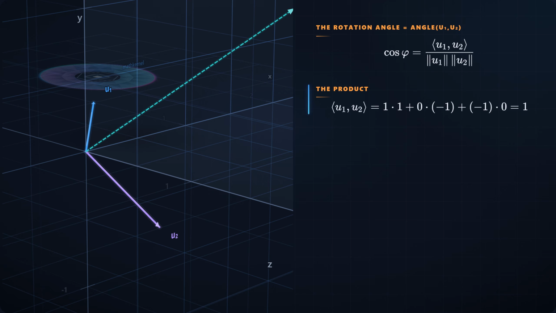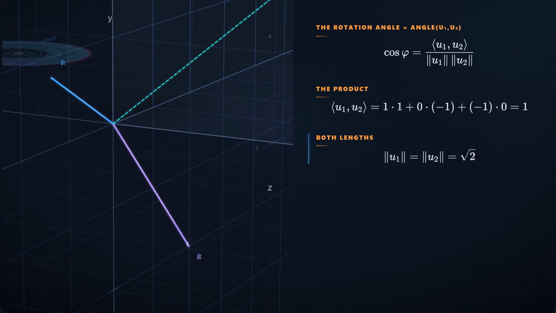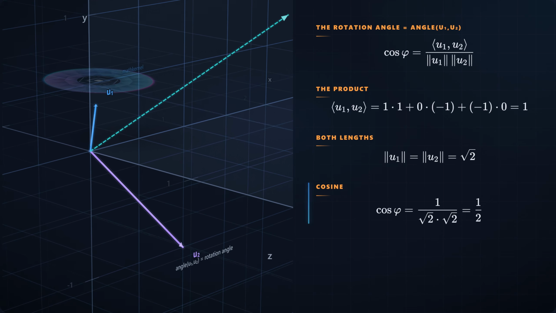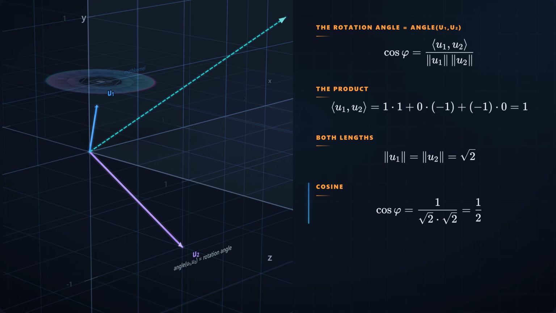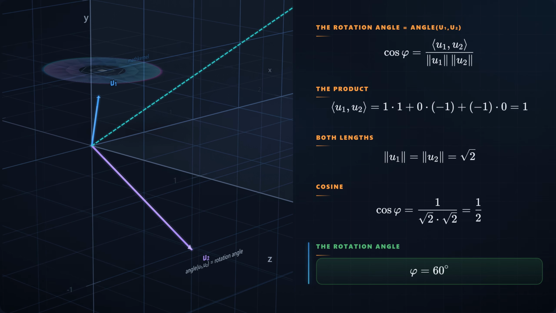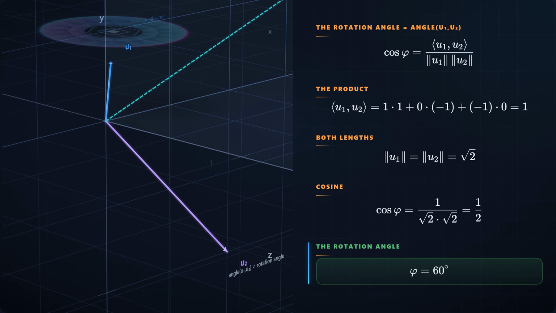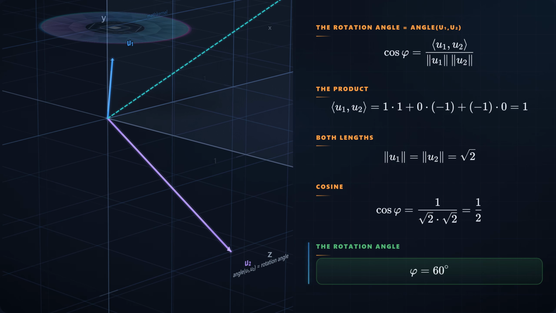Compute the scalar product of u1 and u2: 1 times 1 plus 0 plus 0, 1. Each in-plane vector has length root 2. So the cosine is 1 over root 2 times root 2, which is 1/2. Cosine 1/2 is 60 degrees. That's the rotation angle. Recognize this pattern. Nearly every angle the exam asks for is really this computation wearing an isometry costume.